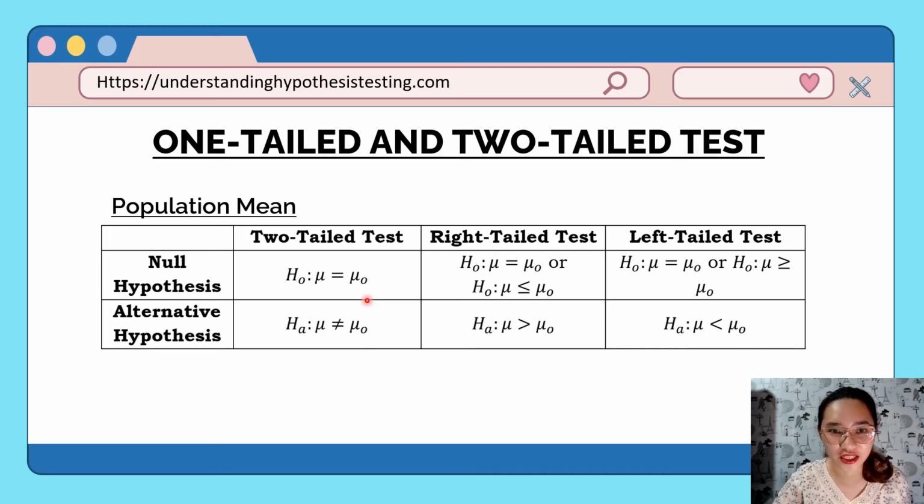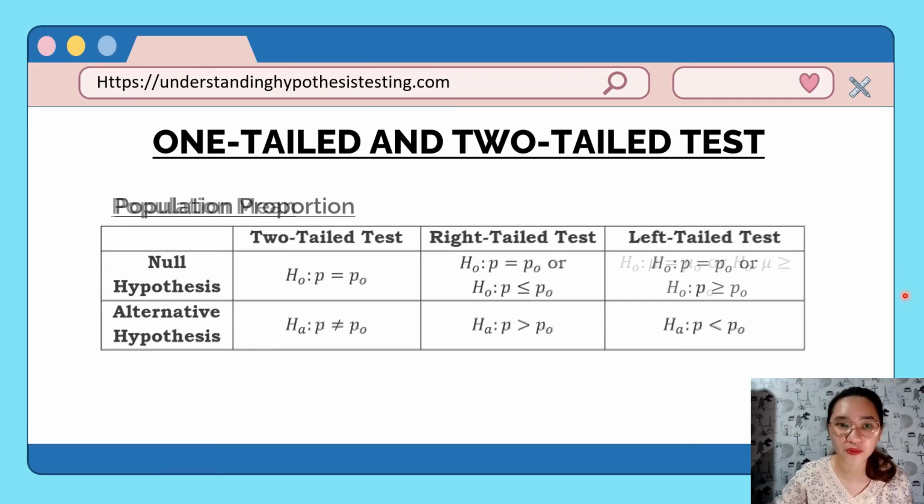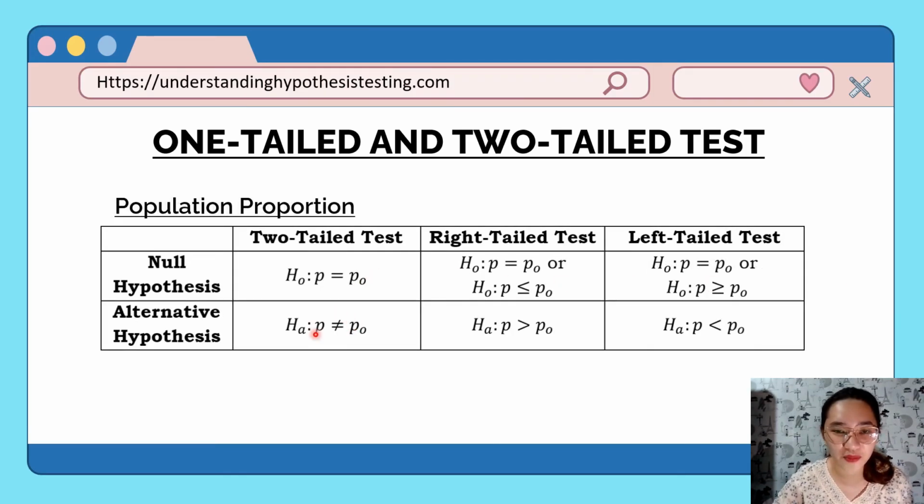So, tingnan po natin itong table na to. Sa population mean, kapag two-tailed test po siya, yung null hypothesis ninyo ay ganito, at yung alternative hypothesis ninyo ay ganito, not equal. Okay? And kapag right-tailed test naman po siya, ang inyong alternative hypothesis ay greater than. Ganun din kapag left-tailed test, ang inyong alternative hypothesis is less than. Ganun din po kapag population proportion siya, ganun pa rin, ang pagbabasehan nyo lang yung alternative hypothesis niya. Not equal sign, so ibig sabihin two-tailed. Greater than, that is right-tailed. At kapag less than, that is left-tailed.